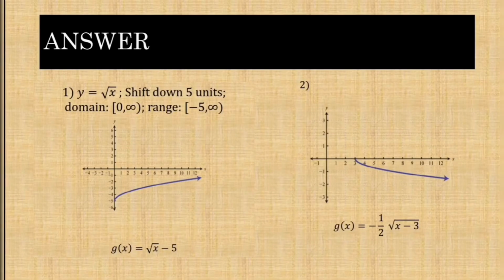Here is the graph for g(x) equals square root of x minus 5. So we can see that it shifts down 5 units. So here is the answer for question number 2. The graph of g(x) equals negative 1 over 2 square root of (x minus 3).